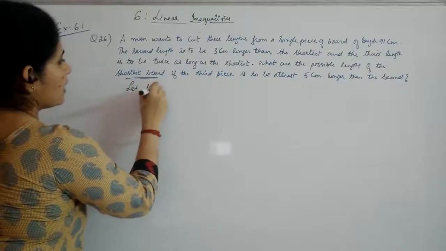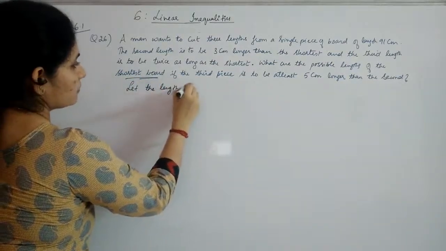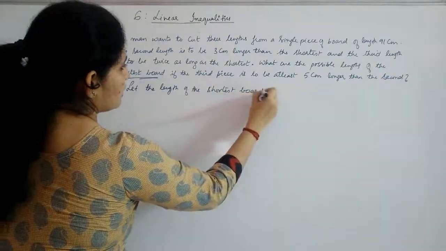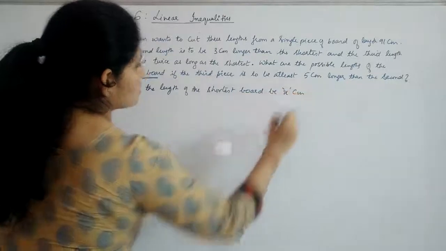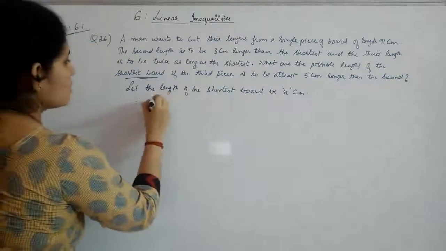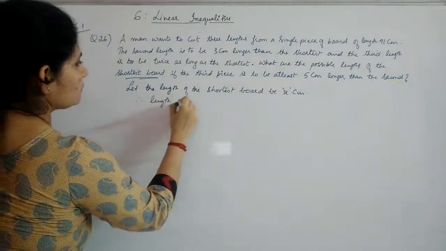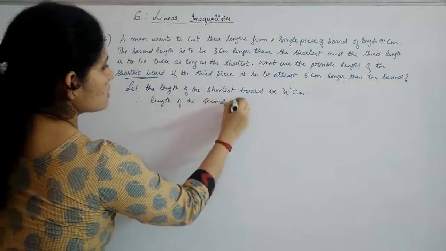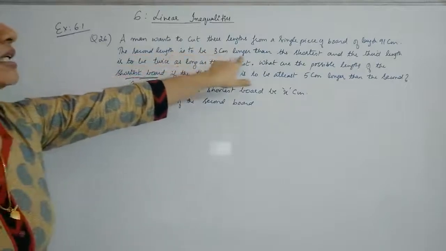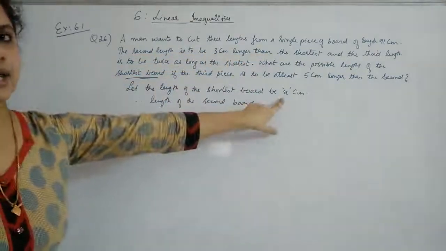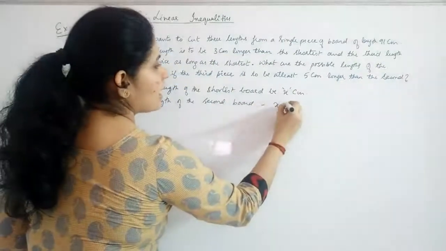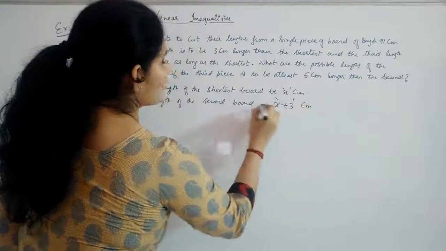Okay, let the length of the shortest board be x centimeters. Now the length of the second board. What is the connection given here? Second length is to be 3 centimeter longer than the shortest. Shortest we have taken as x. So second length will be 3 centimeter longer than means it will be x plus 3, right?